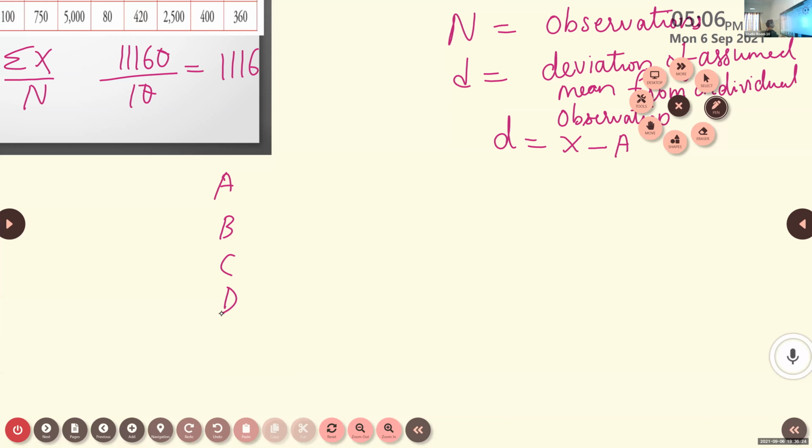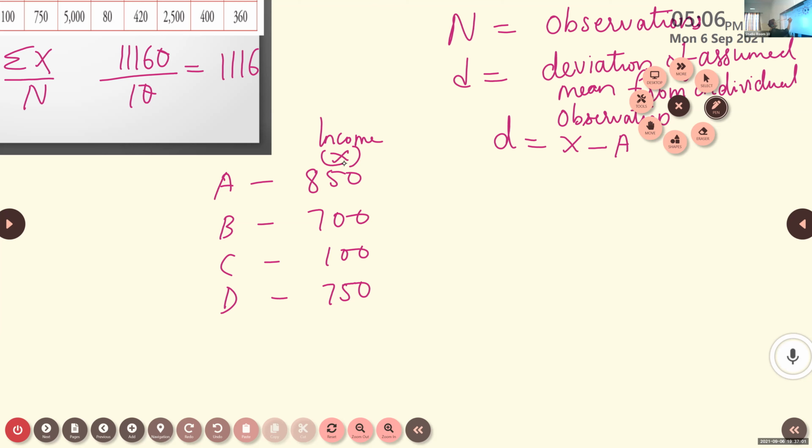So what you have to do: write these numbers down, A, B, C, D till J, straight, the numbers as given. That is 850, then 700, then 100, then 750, like that. These are the income, the observations they have given.